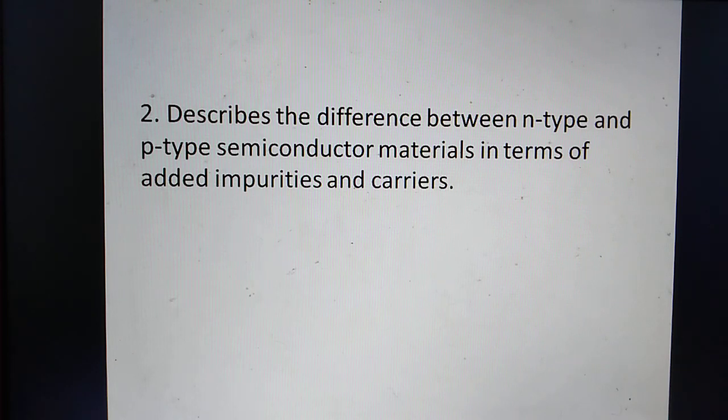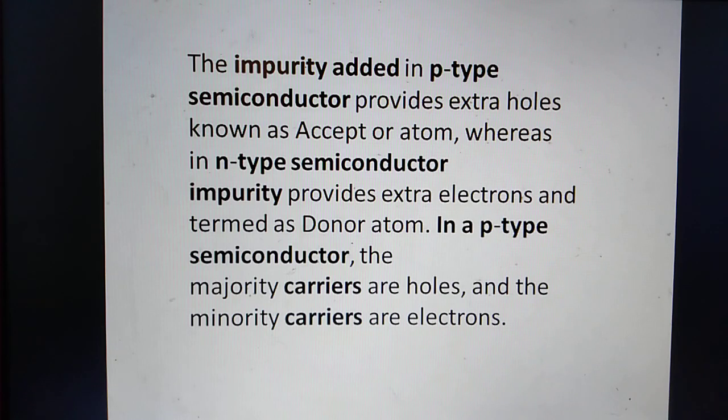So number 2, describe the difference between N-type and P-type semiconductor materials in terms of added impurities and carriers. The impurity added in P-type semiconductor provides extra holes and is known as an acceptor atom, whereas in N-type semiconductor the impurity provides extra electrons and is termed a donor atom. In a P-type semiconductor, the majority carriers are holes and the minority carriers are electrons.